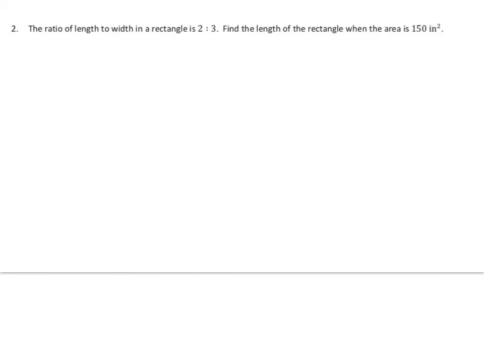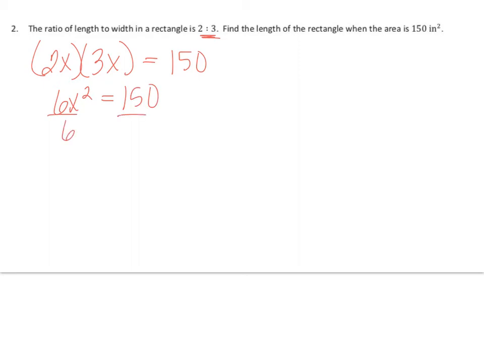Here's a proportion one. The ratio of length to width of a rectangle is 2 to 3. Find the length of the rectangle when the area is 150. So I can do 2x times 3x, length times width, is 150. Go ahead and multiply that out and divide both sides by 6.